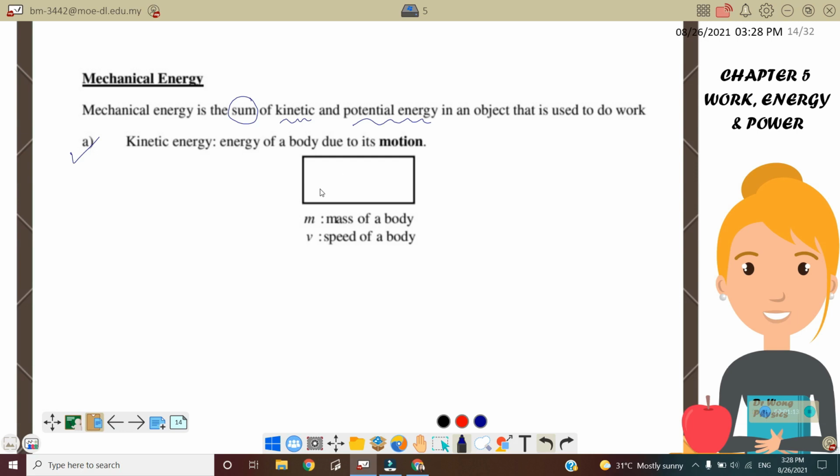So what is the equation for kinetic energy, still remember? Yes, it's K equals half mv squared, where m is the mass of the body, v is the speed of the body. Okay, so this is the kinetic energy.